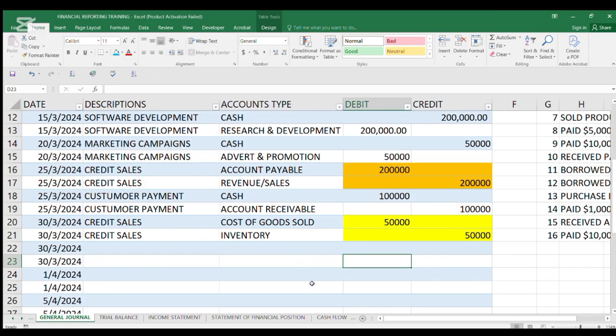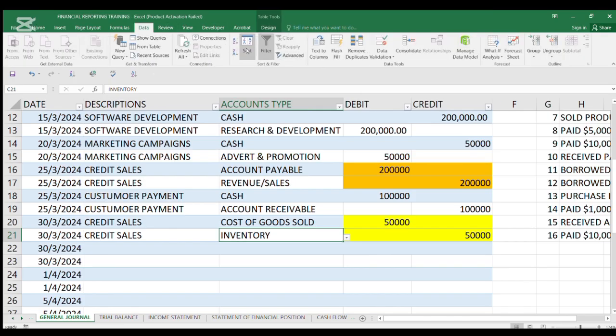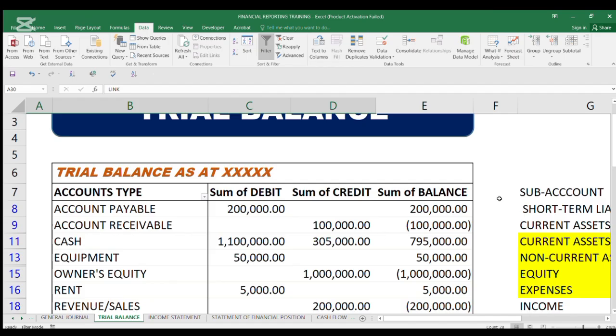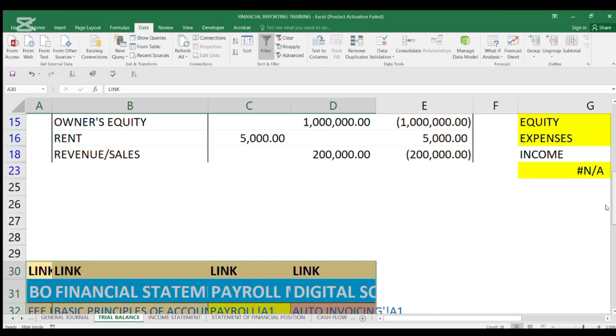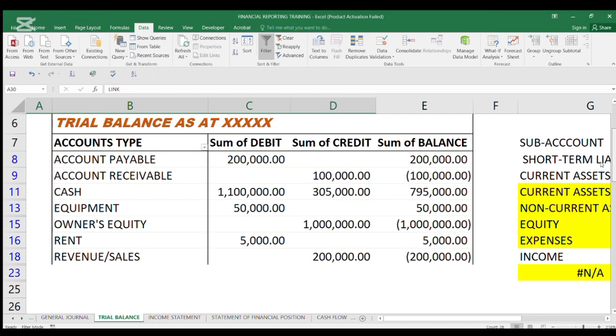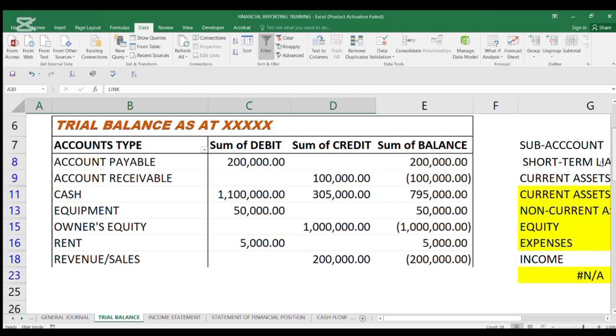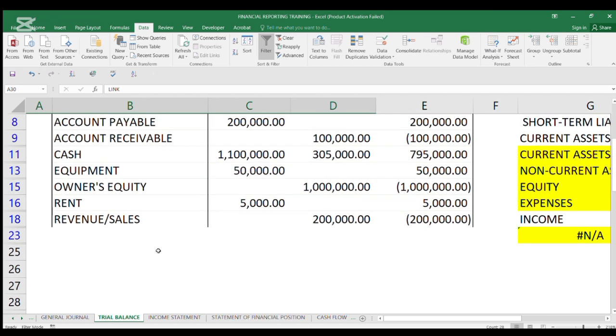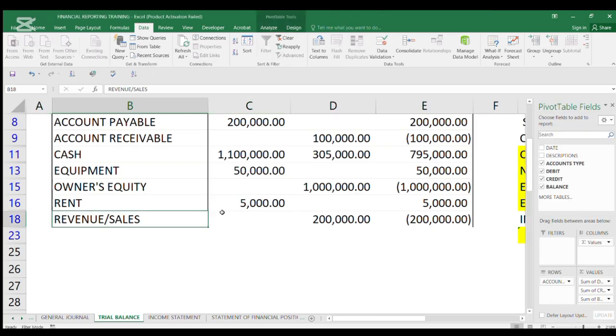Alright, so let's refresh this before we move further. Let's refresh on this and see the effect so far. I will click on data. Once I click on data, see the refresh, I'll refresh all. So once I refresh all, go and see the trial balance. You can see this is the trial balance. We have not finished posting. So by the time we finish posting, everything will take effect. The one we have posted so far is what is showing.